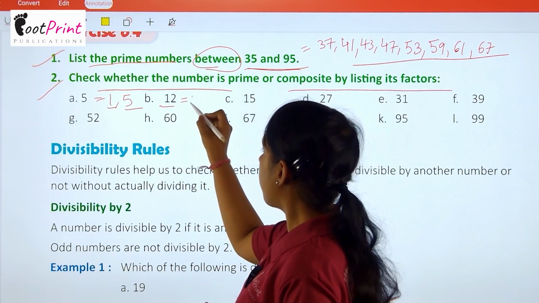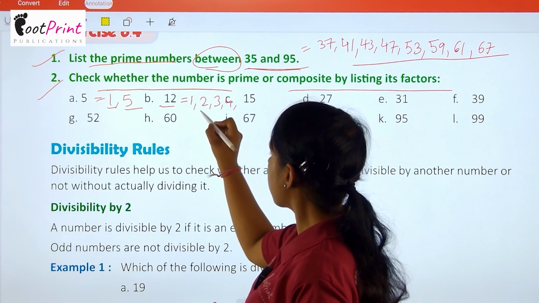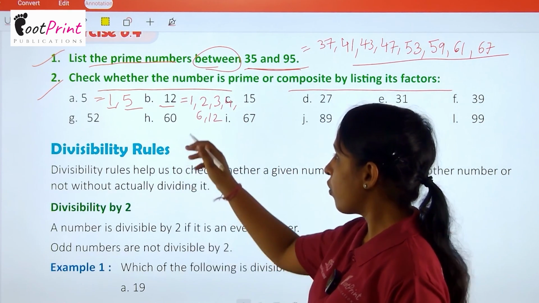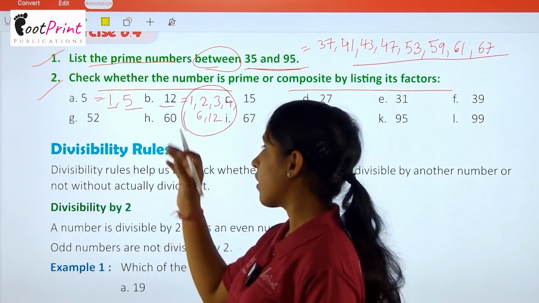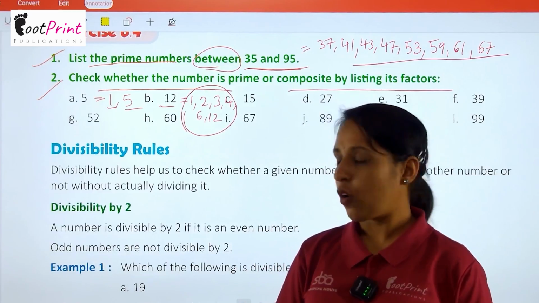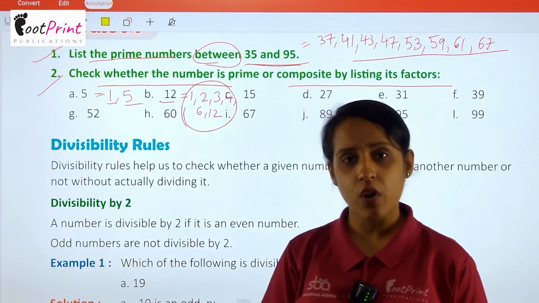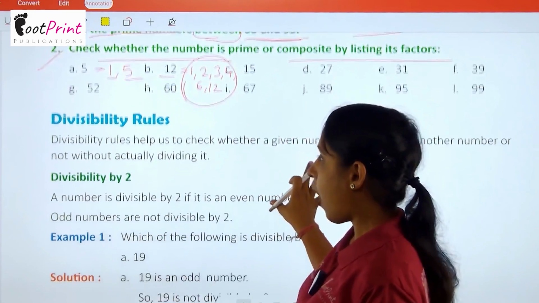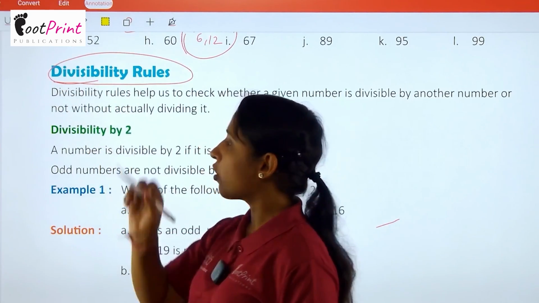Now 12: 1, 2, 3, 4, 6 and 12. So there are more than 2 factors of 12. It means we can say that 12 is a composite number. Okay. So the first two parts I have solved for you and the rest of the parts you have to solve by yourself. Okay. Now we will move to the next topic, that is divisibility rule.